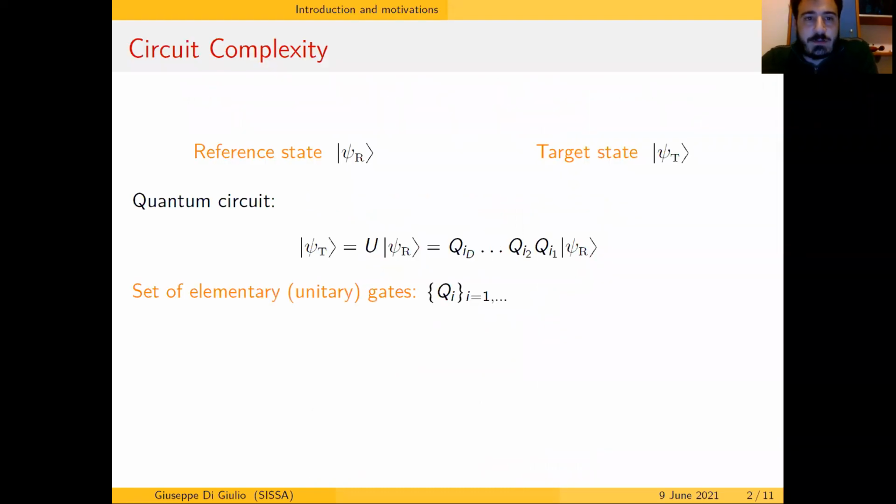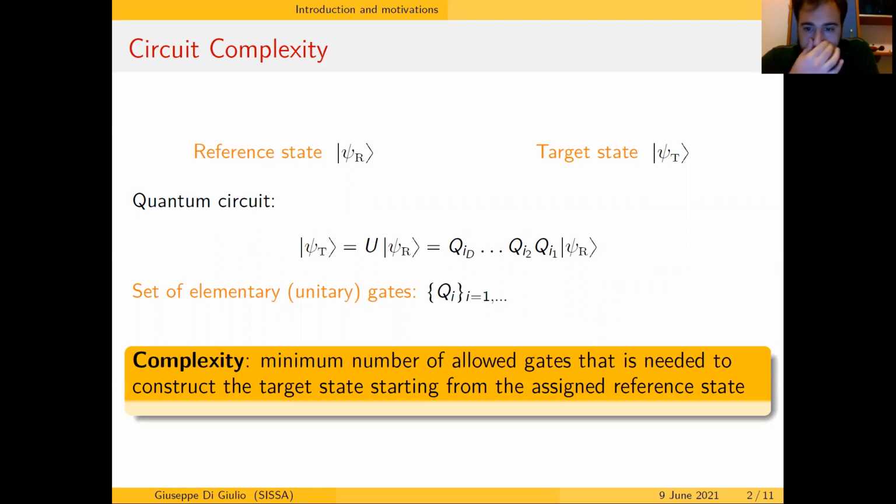Let's start by defining the circuit complexity. We consider a reference state ψ_r and a target state ψ_t, both pure quantum states, then a quantum circuit which allows us to construct ψ_t starting from ψ_r. This quantum circuit is made by a set of unitary gates that are drawn from a given set of elementary gates. So the complexity is defined as the minimum number of allowed gates that is needed to construct the target state starting from the reference state.